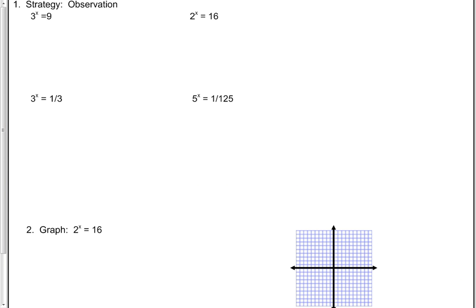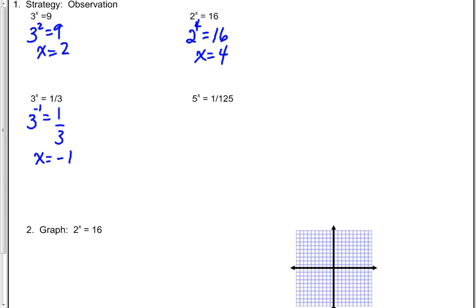All right. So one strategy for solving an exponential equation is by observation. 3 to the x equals 9. I know that 3 squared equals 9, so x must be equal to 2. 2 to the x equals 16. Well, I happen to know that 2 times itself 4 times will give me 16, so x must be 4. Notice these are all nice when you're doing observation. If 3 to the x equals a third, I want to flip the 3, and that will give me 1/3, so x must be equal to -1. And if 5 to the x equals 1 over 125, I know I want to flip it, and to get 125, that would be 5 cubed. So x must be -3. So if you're sharp and you've got nice numbers, you can solve these by observation.